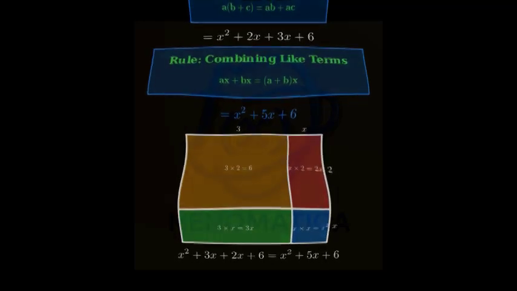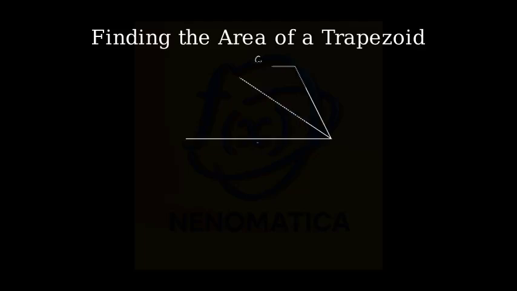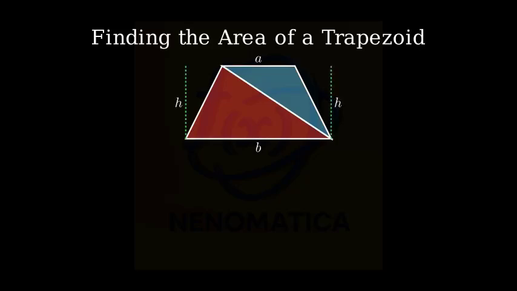plus 5x plus 6. In this video, we'll derive the formula for the area of a trapezoid by using the areas of triangles. Let's start by examining the figure shown. We have a trapezoid composed of 2 triangles, a red triangle and a blue triangle. The trapezoid has 2 parallel sides, one with length a at the top and another with length b at the bottom. Both triangles have the same height h.